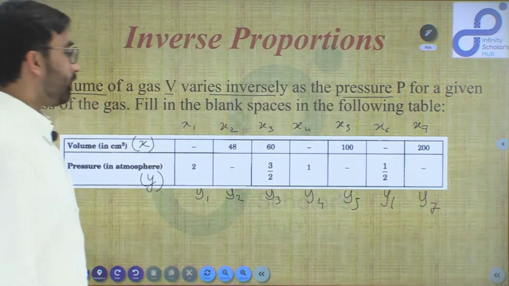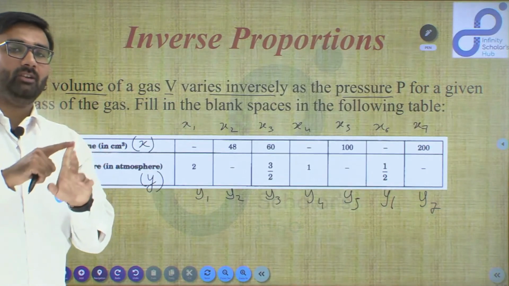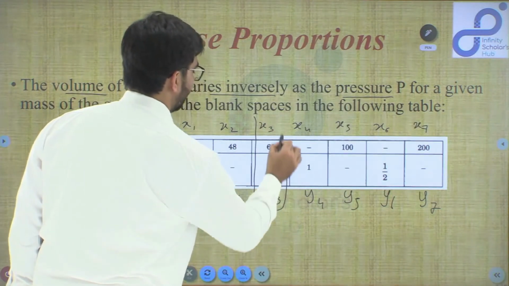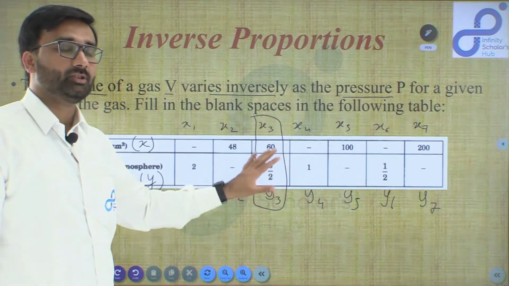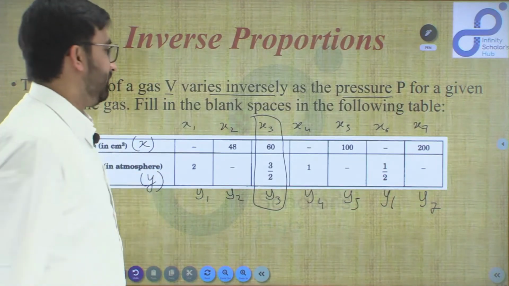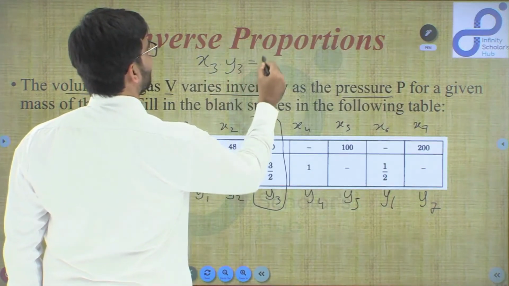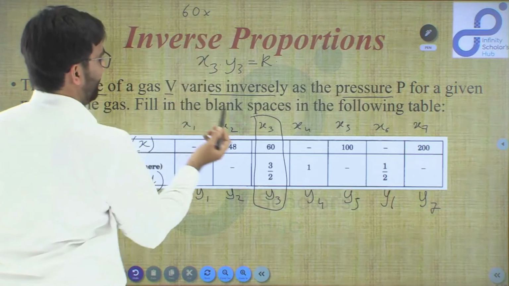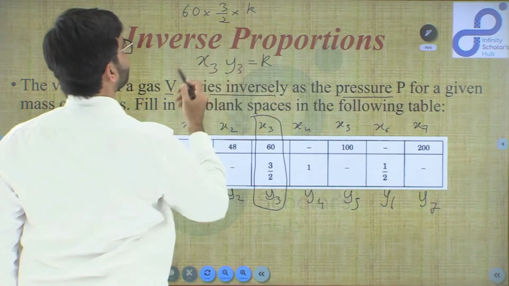Okay, now look for the column in which the value of x as well as y is given. So if you look properly, x3 and y3 are given. Okay, and you know that this is a case of inverse proportion. So in inverse proportion, the product of the two quantities is equal to the constant. So x3 into y3 will be equal to the constant k. What is your x3? It is 60 multiplied by, what is your y3? It is 3 upon 2.